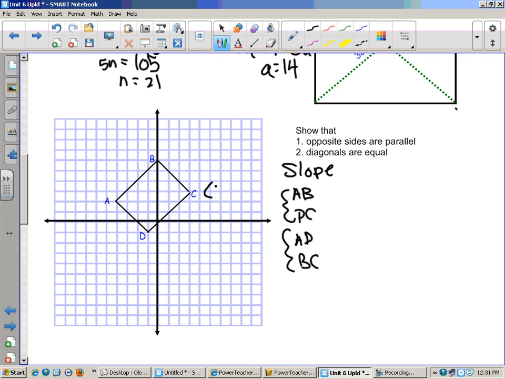This is 3, 3. This is 0, 6. This is -1, -1. And this is -4, 2. Okay. So take a second and calculate their slopes. It's good practice.